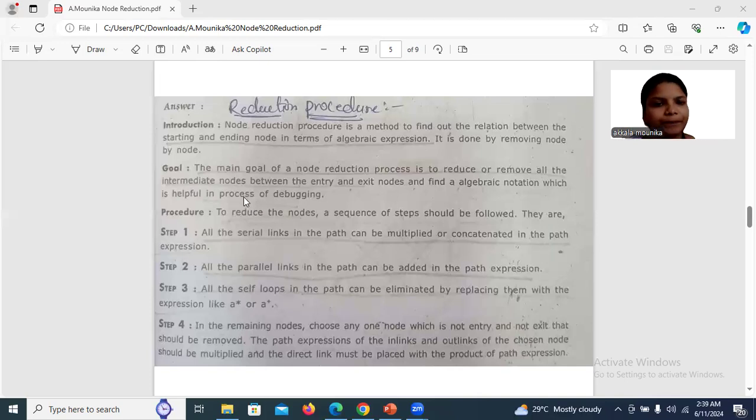What is that procedure? To reduce the nodes, the sequence of steps that we need to take are the following. Step one: all the series links in the path can be multiplied or concatenated in the path expression. First, we need to solve the serial links. Next, step two: all the parallel links in the path can be added in the path expression. As earlier in the example we have said, where parallel links are there, we need to do the addition.